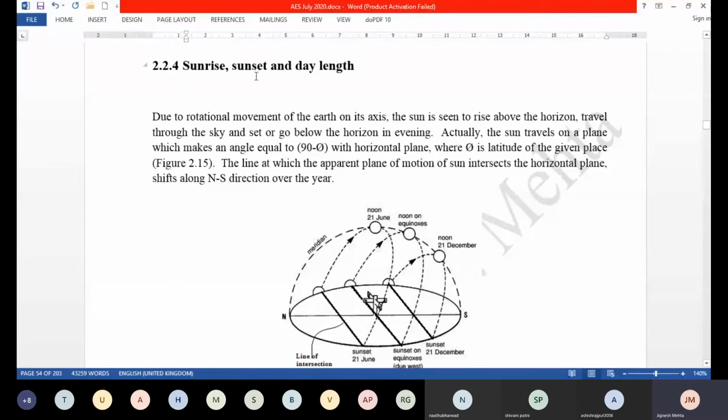Okay, so now let's go further about the further concepts. Let us talk about how one can get the sunrise time, sunset time, and the day length. We are interested in sunrise time and sunset time not for astrology or astronomy purposes, but because the difference between sunrise time and sunset time gives you the day length. And what is the importance of day length? The solar energy availability depends upon the day length.